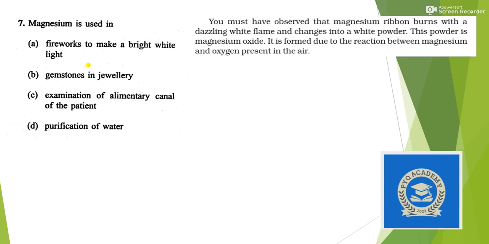Next, magnesium is used in... this is a question taken from class 10 NCERT chapter 1. On the first page you will see an experiment in which a magnesium ribbon is being burnt with a dazzling white flame. The answer is here. Magnesium is used in fireworks to make bright white light. This is correct. Gemstone jewelry, no. Elementary canal patients, no. Purification of water, no. The answer is option A.